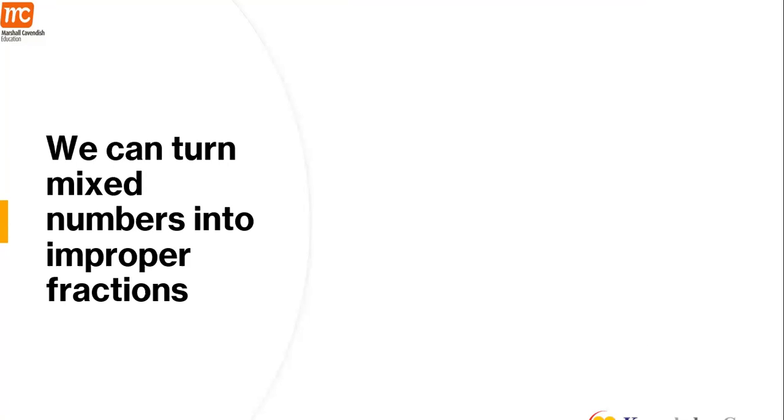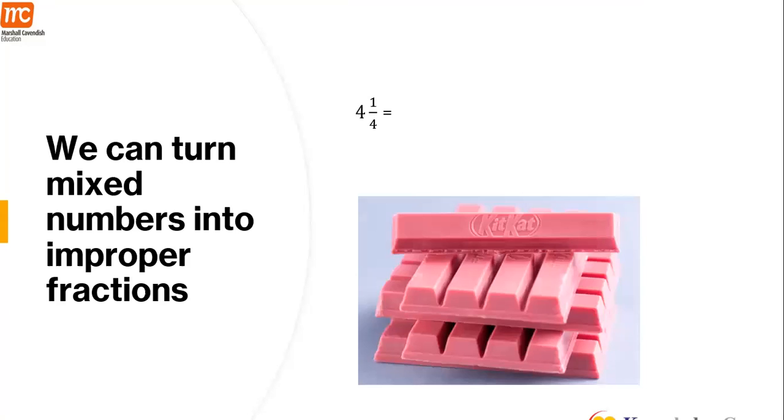Now, what if I want to turn mixed numbers into improper fractions? Well, let's see this example. I have these Kit Kats, these chocolate bars, and I have 1, 2, 3, 4 complete whole chocolate bars and one piece of another. And this is telling me that I have 4 wholes and 1/4. Okay? But I want to know what that is in improper fractions.